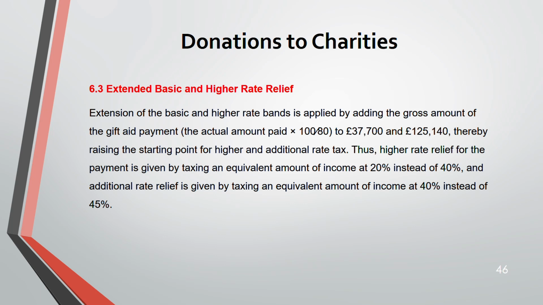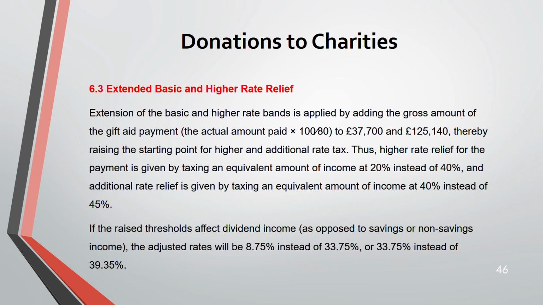So that means, how do you get the relief? The higher rate relief is given like this. Earlier, if you are a higher rate taxpayer, you would be taxed at 40%. Now you are being taxed at 20%. And for additional rate, earlier you were being taxed at 45%. Now because of the extended band, more of your income would be taxed at 40% rather than 45%. So that's the relief. Same for dividends, but the rates are different. If you have dividend income, then the rates are 8.75%, 33.75% and 39.35%, and you have to extend those bands.